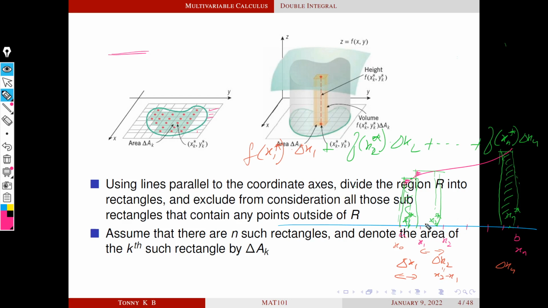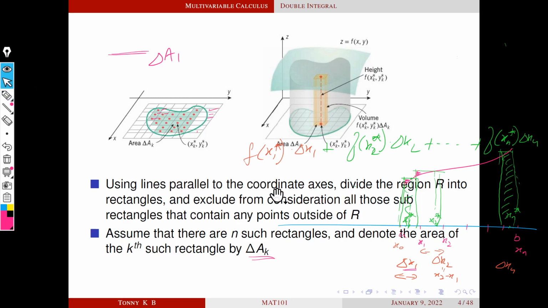And similar to the one variable case, where we choose an arbitrary point from each interval, here we choose arbitrary points from each subrectangle. Okay, and here what is delta x1? Delta x1 is the length of the first subinterval. Here delta a k means area of the kth subrectangle. That means delta a1, let this be the first one, this is the second one, third one, fourth one, like that. Then delta a1 is the area of the first rectangle. Okay, in general delta a k is the area of the kth rectangle. Clear?